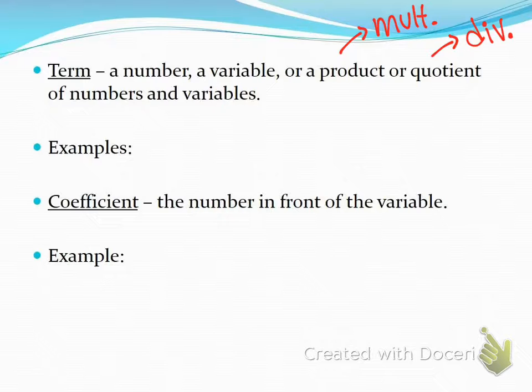So, for some examples, a term could be just a number. So somebody give me a number. 5. 5 is an example of a term. I'm going to separate my terms by commas. A variable is a term. What's a variable? X. We use X a lot. Or a product or quotient of numbers and variables. So we could have 5 times X, which we would just write as 5X. We could have 5 divided by X, which we would usually see written using a fraction bar.